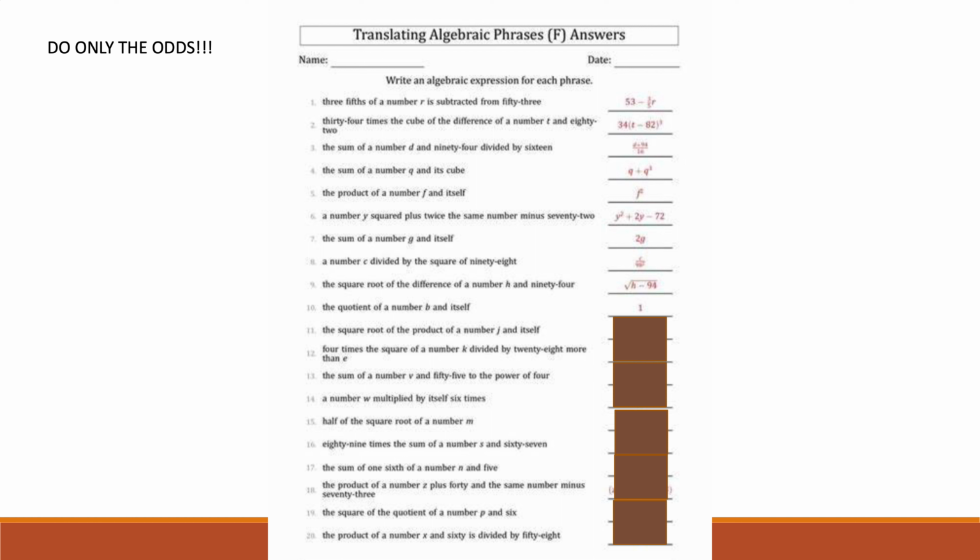Next one up, the square root of the product of a number j and itself. That's j times j, which is j squared. The square root of j squared is one way to write it, or it does work out to be just j.